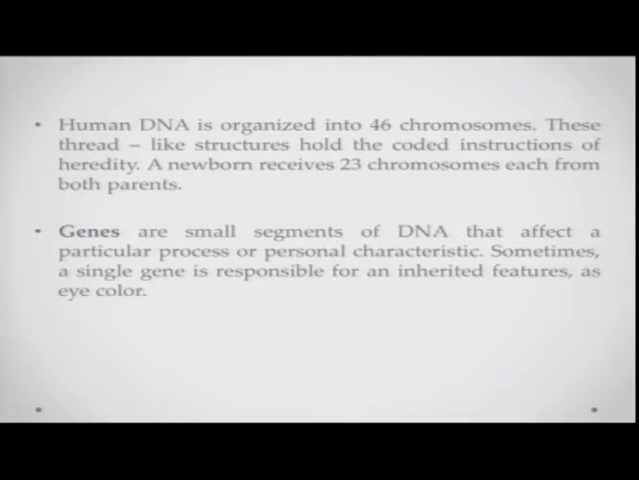So human DNA has 46 chromosomes. These are basically 23 pairs of chromosomes. A newborn receives 23 chromosomes from the mother and 23 chromosomes from the father, and that's why he gets around 46 chromosomes. Now coming to what genes are.